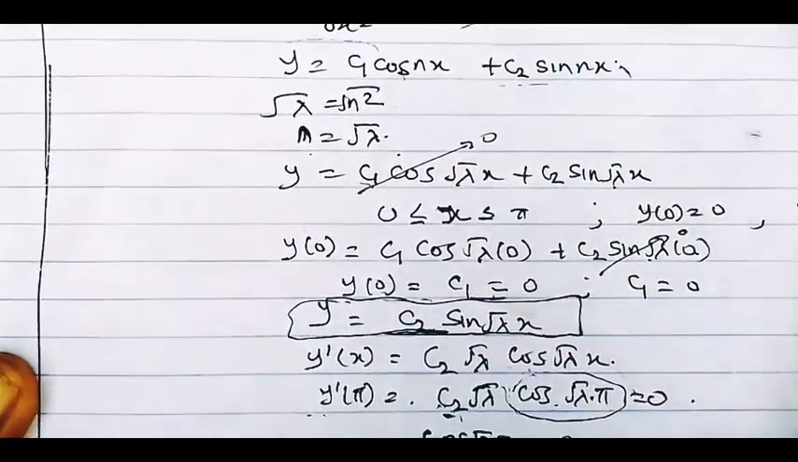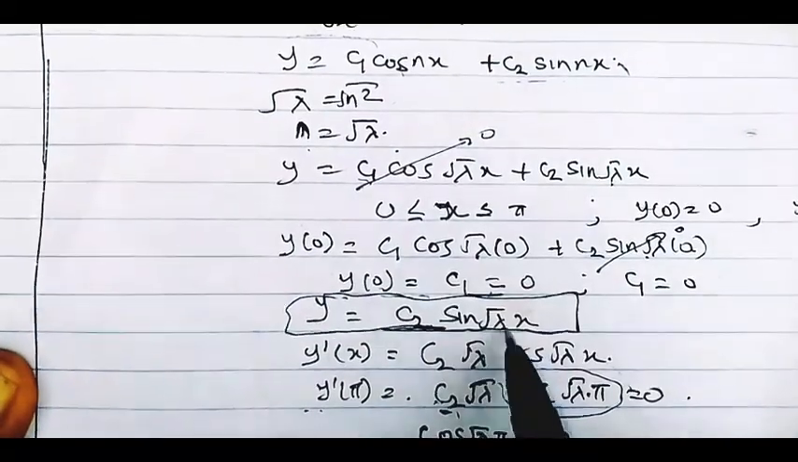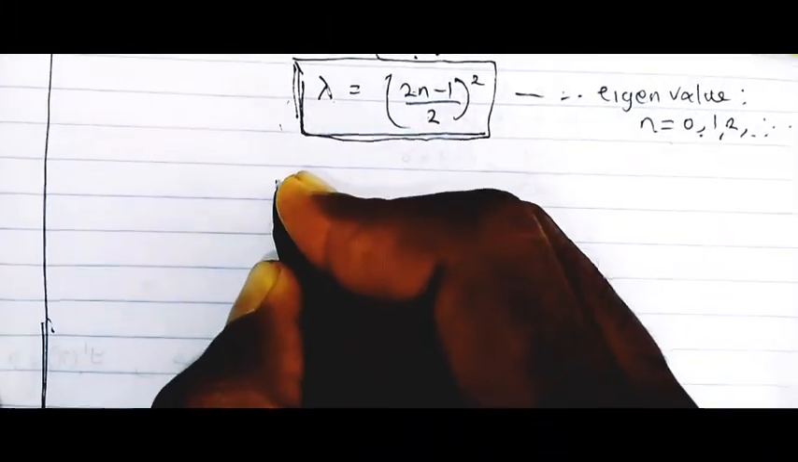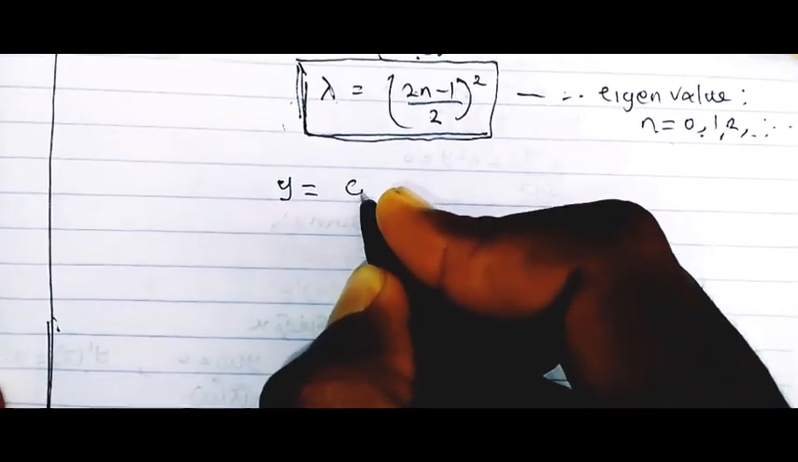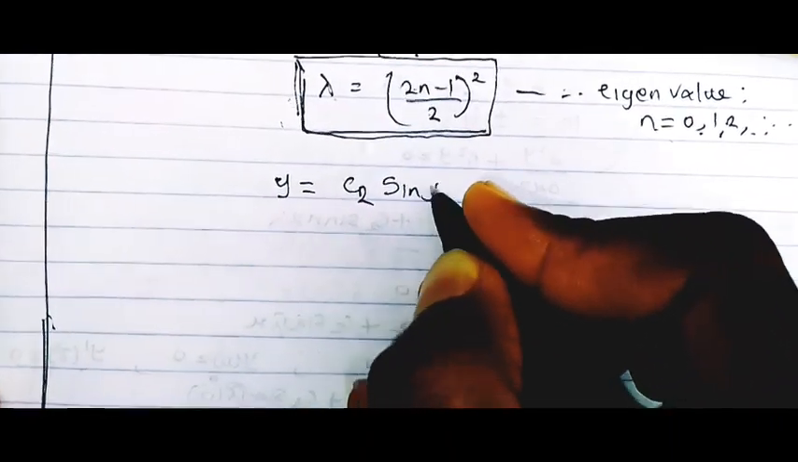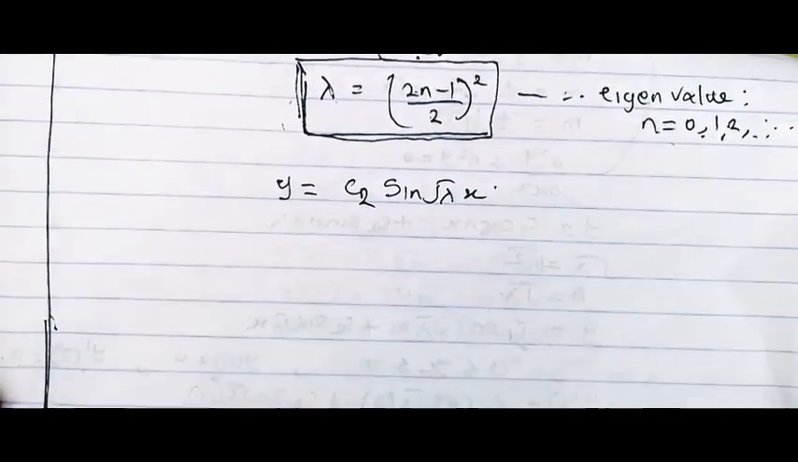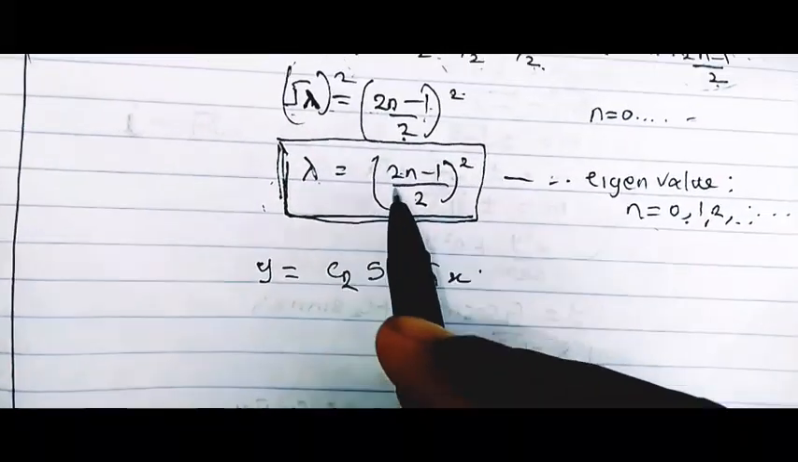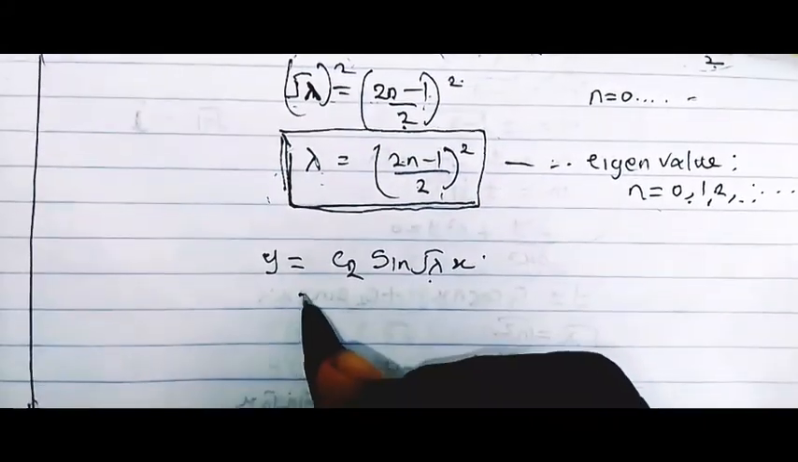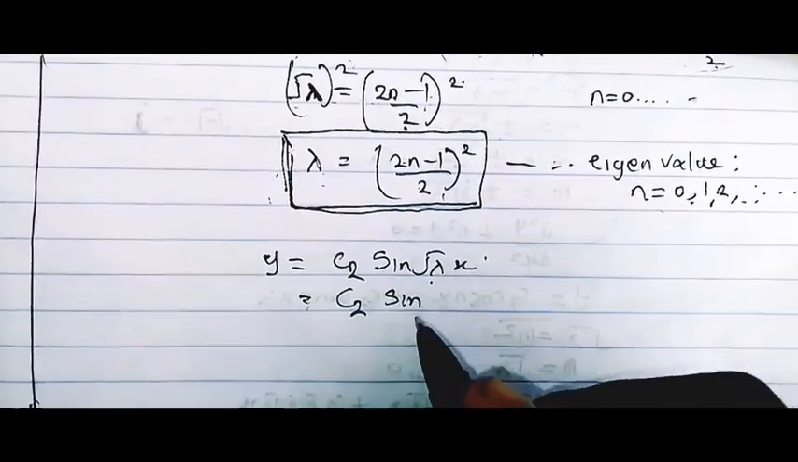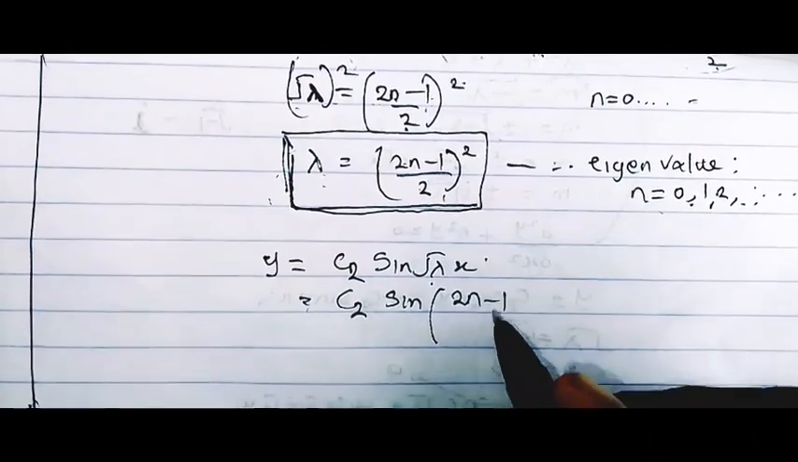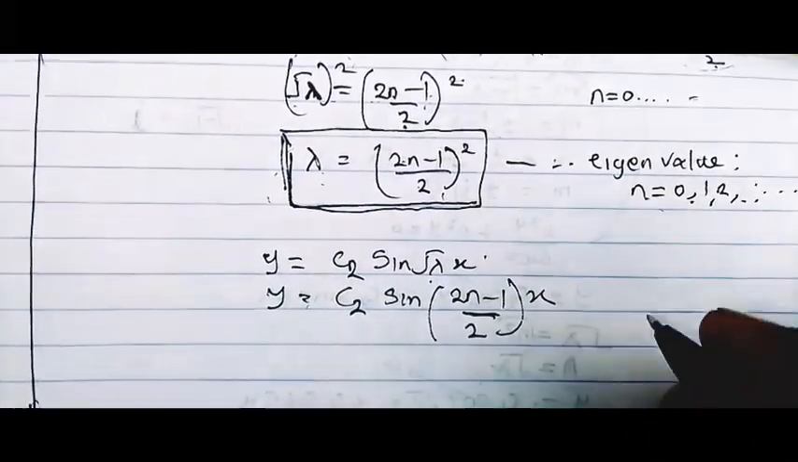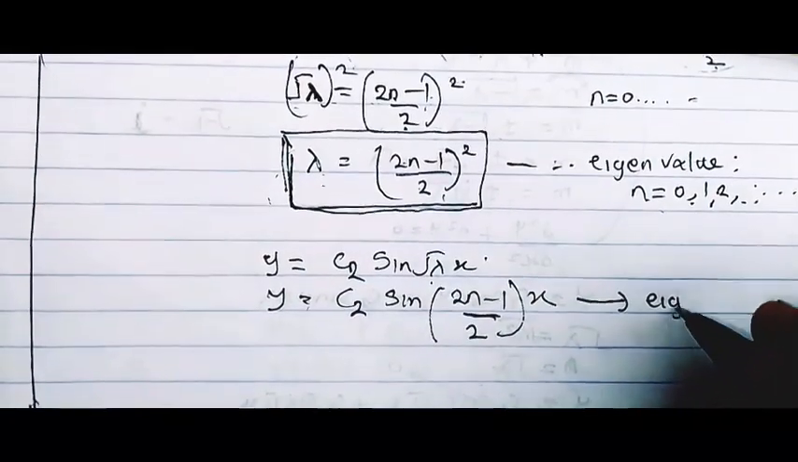So we input our value of lambda. The solution we got after we made c1 equal to 0 was y equals c2 sine of square root of lambda times x. So inputting my values of lambda, since I have root lambda in this, I have c2 sine of 2n minus 1 over 2 times x. So this right here is my eigenfunction.